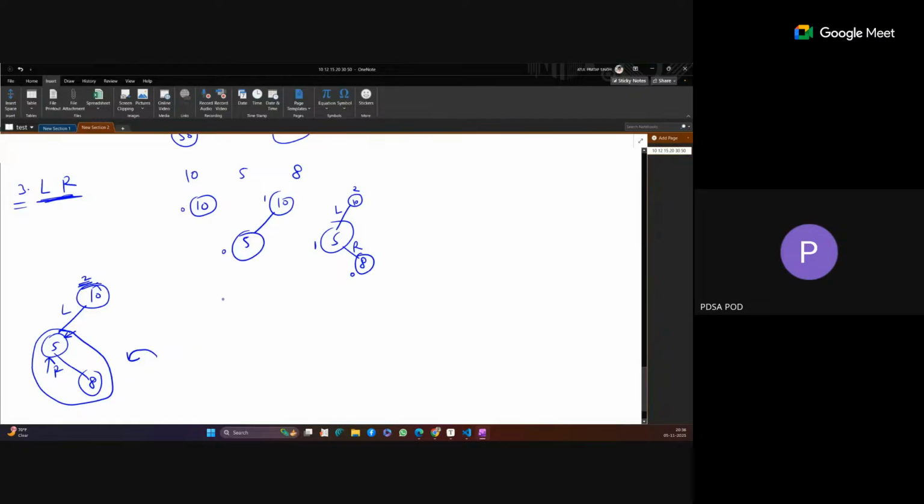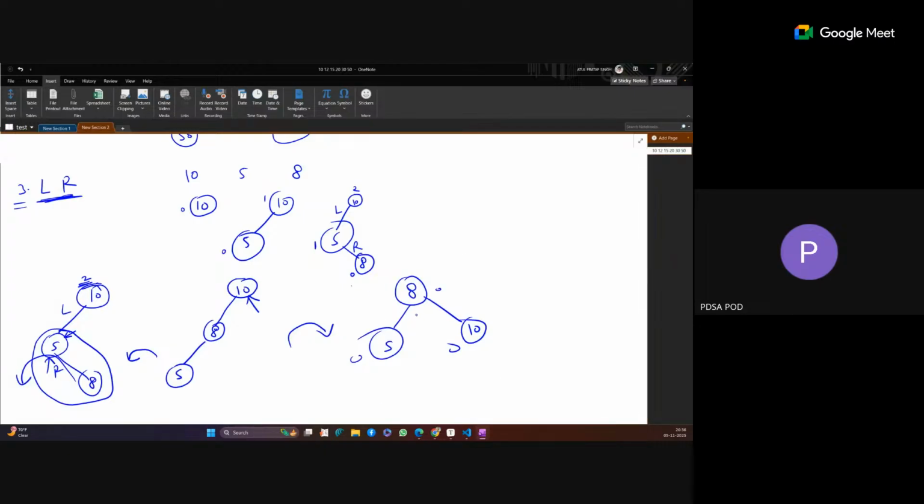After one rotation, this will become 10, and this 8 will come at the 5 position, and 5 will move one position to the left side. Like this. Okay, after one rotation. Here we just rotate like this. After this rotation, the second rotation will apply on the node which has the balance factor more than 1. That is clockwise. Now 8 will come at the position of 10, 10 will move this side, and 5 will move this side, and now it becomes balanced.